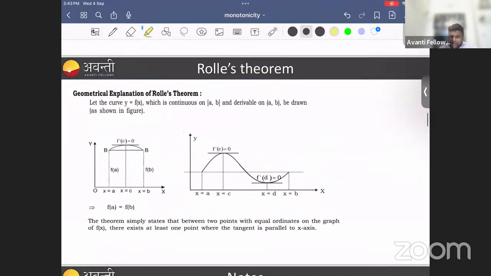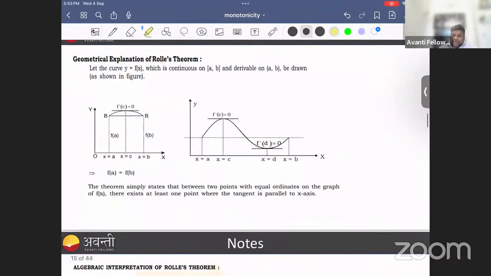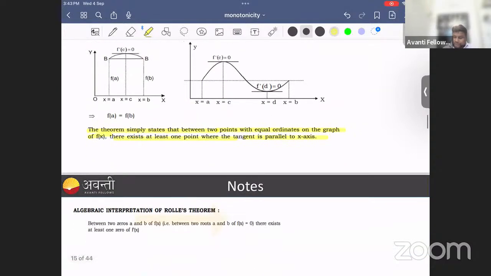And they are just explaining this using the graph which I have made. Got it? The theorem simply states that between two points with equal coordinates on the graph of f(x), there exists at least one point where the tangent is parallel to the x-axis. Am I clear?